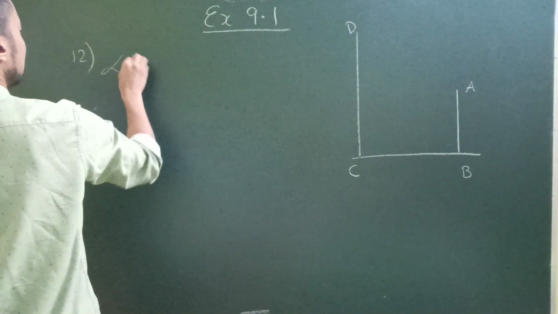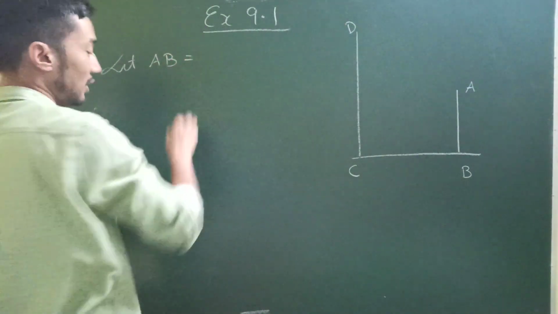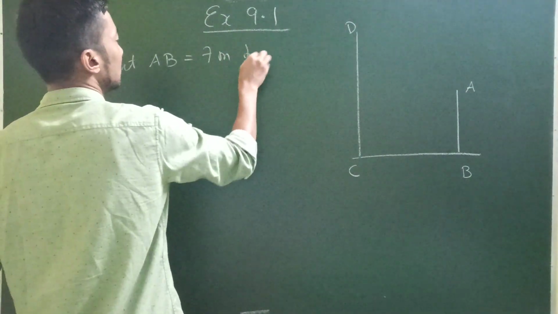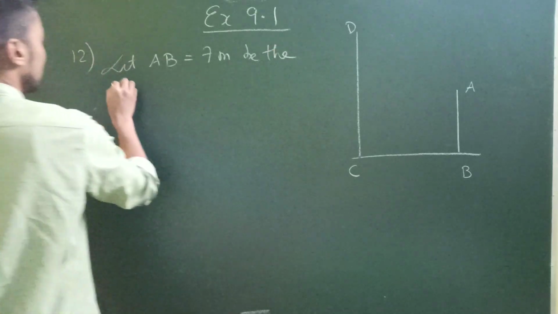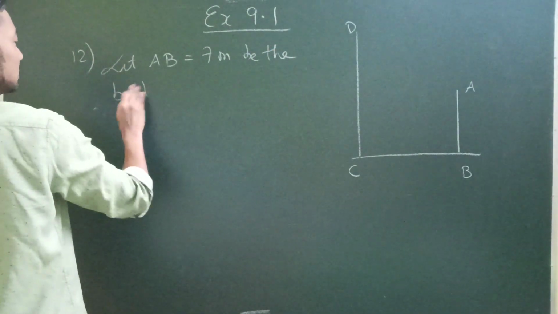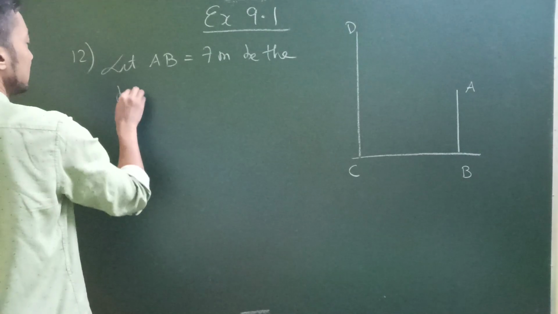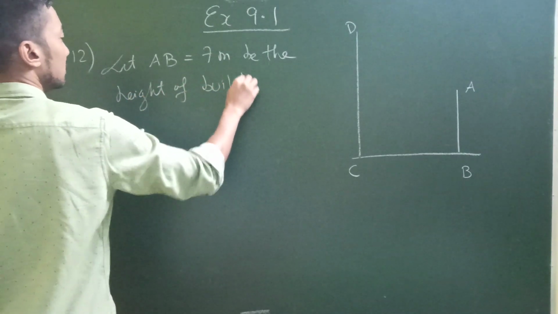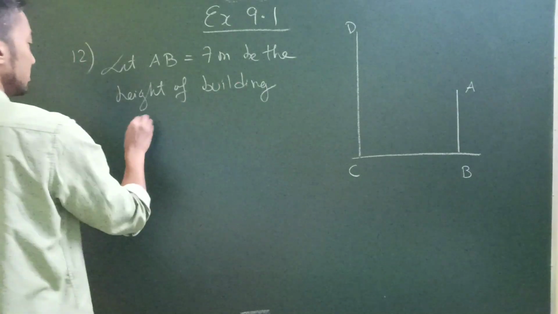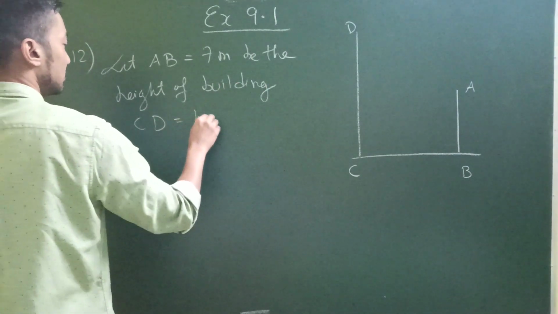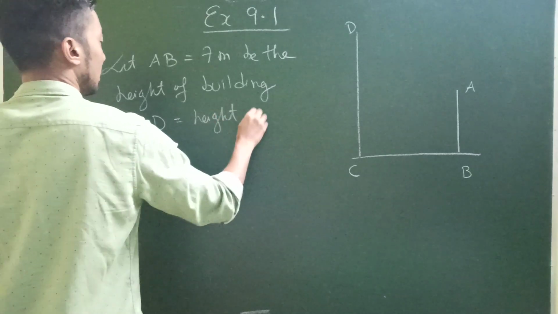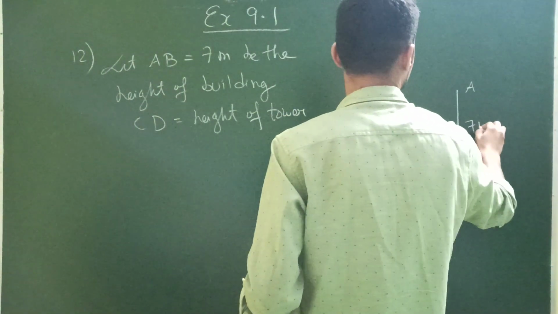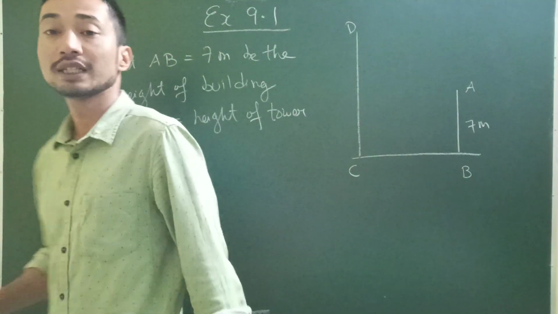So let AB be the height of the building, which is given as 7 meters. Actually, it should be the height of the building. So CD is equal to the height of the tower. So this is 7 meters. Okay, now that is decided.